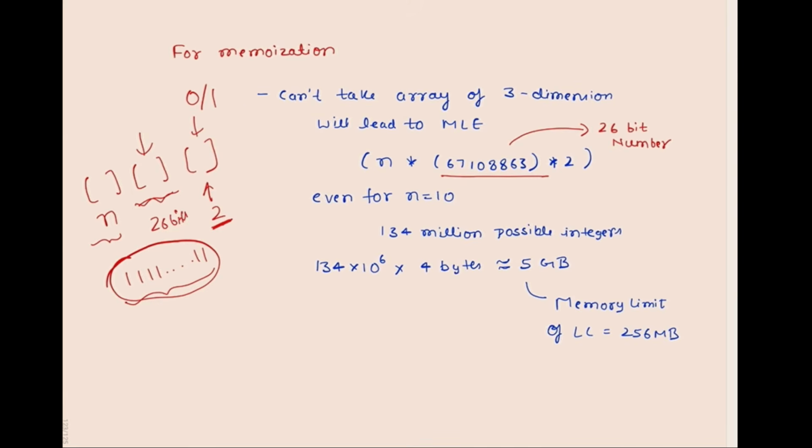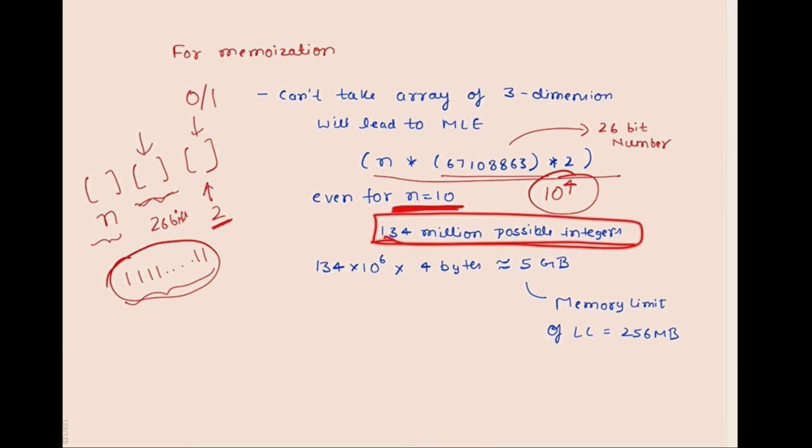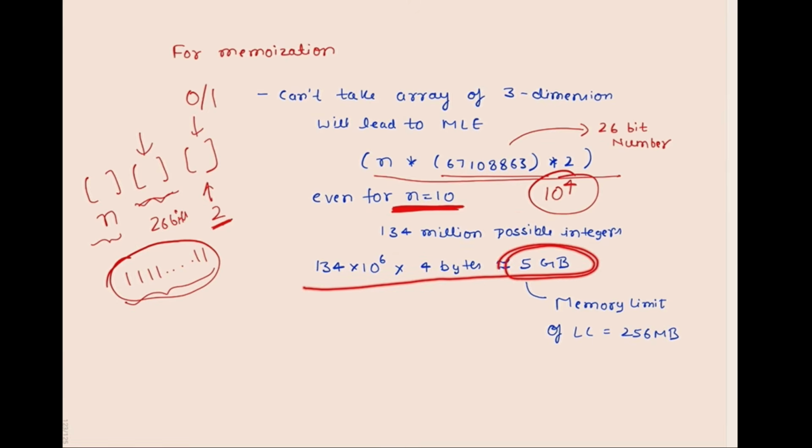If we try to calculate this, even if n is equal to 10, which is not our case, since it is 10 to the power 4, we will still get so many possibilities for our DP array, 134 million possible integers, and that will lead to nearly 5 GB of memory in our DP array, which is too much because Leetcode has a memory limit of only 256 MB. So that's why this is going to fail with MLE.